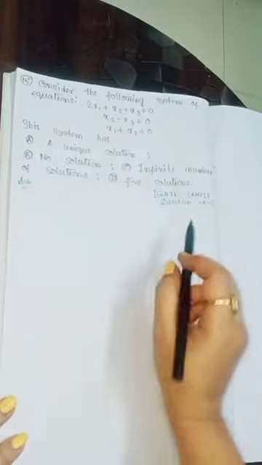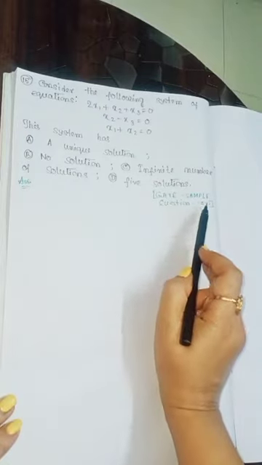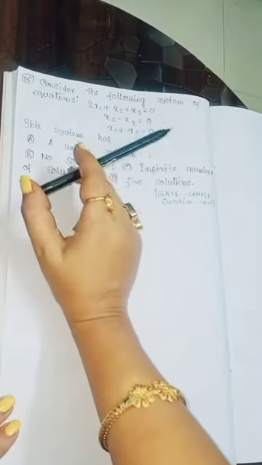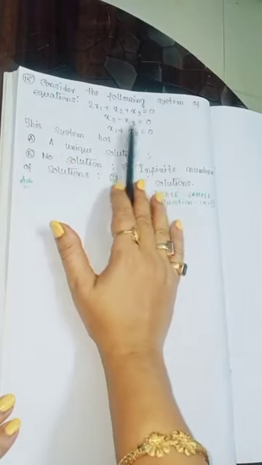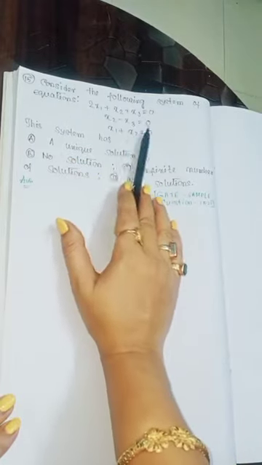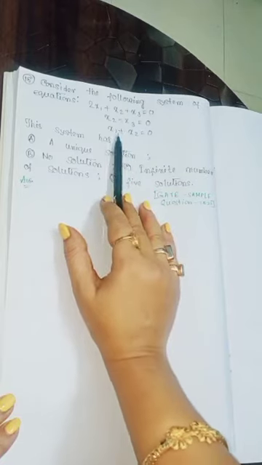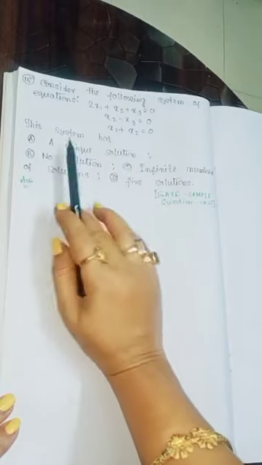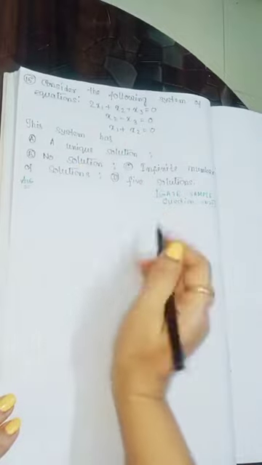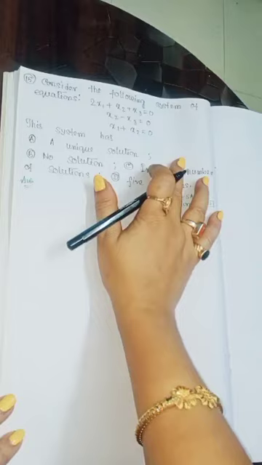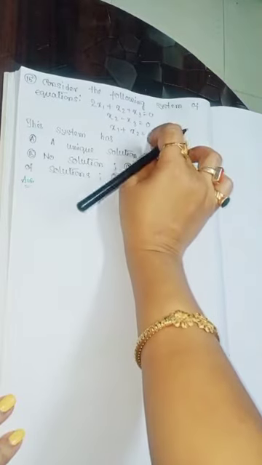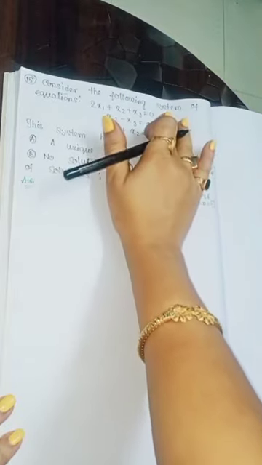Today we solve GATE sample question 2020-22. Consider the following system of equations: 2x1 plus x2 plus x3 is equal to 0, x2 minus x3 is equal to 0, x1 plus x2 is equal to 0. Four options are given. So this is a question in the house of linear algebra. At first, these equations tell us this is a homogeneous system.